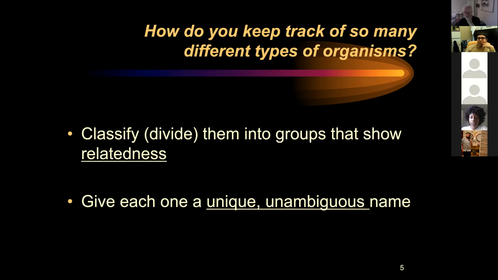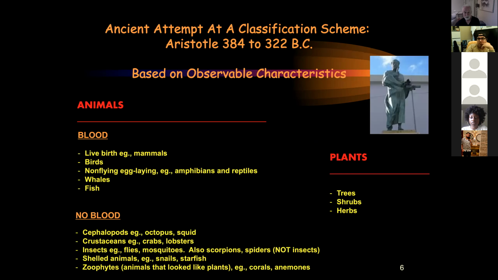Right, so we don't know most of the organisms on the planet, but we do know a lot of them. And so how do we keep track of them? Well, we classify, which means we divide them into groups. And the groups, by some criterion, show relatedness. And then we give each one a name. And that name has to be unique, and it has to be unambiguous. And so we're going to talk more about that.